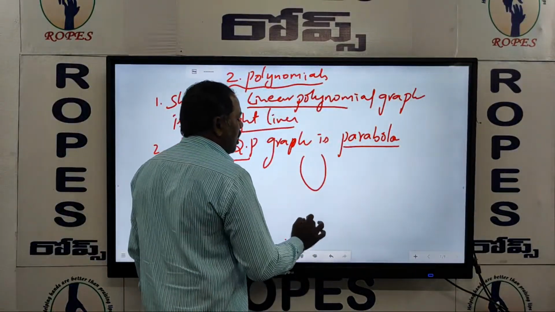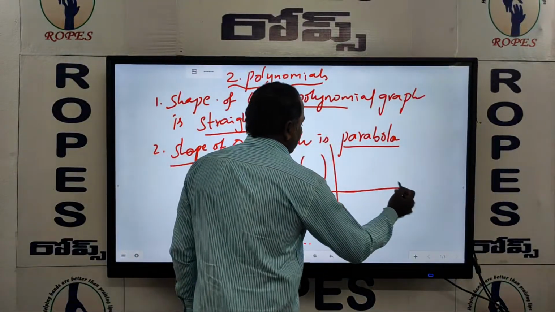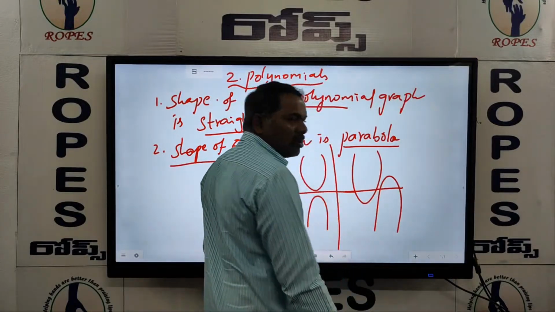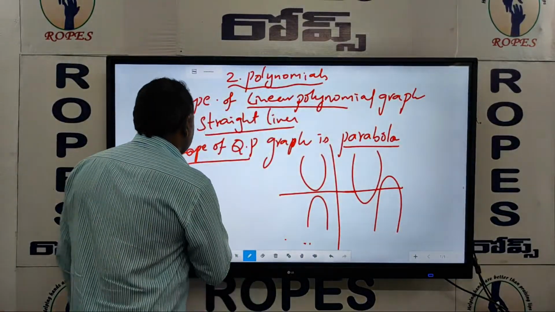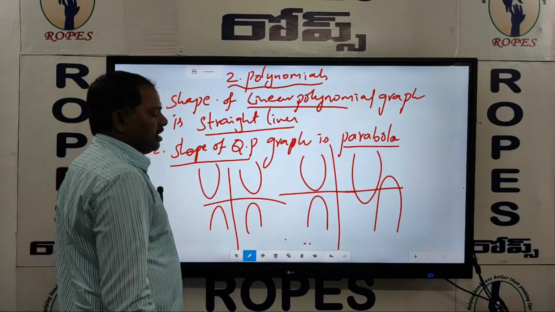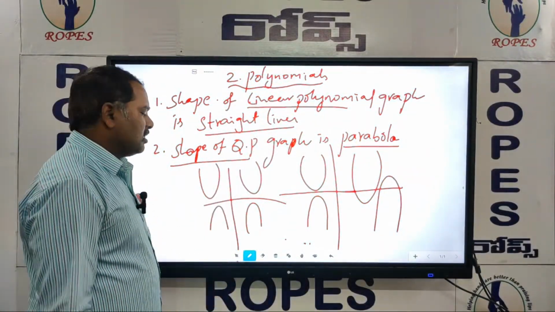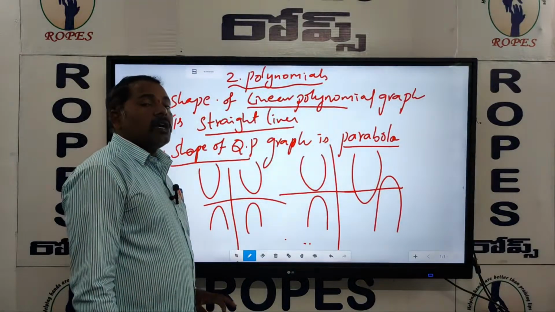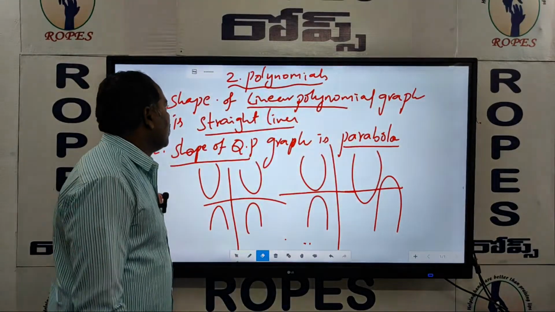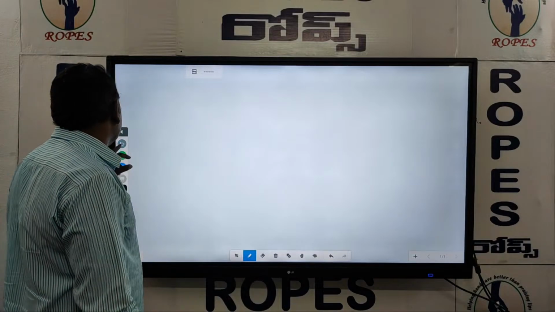So this is upward or downward. If it is the x-axis, then it may be like this, it may be like this also. Is it clear? Without touching also it may go, like this or like this or like this. If it is x-axis and y-axis, there may be a chance to get it like this one. Now this is about the graph of the linear polynomial and quadratic polynomial. Is it clear? Now we'll see what is in the chapter.